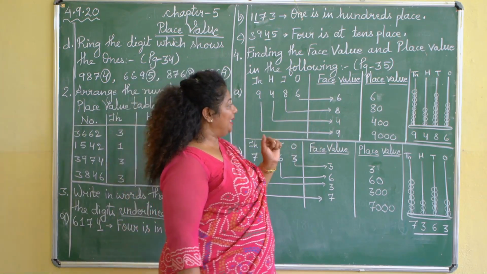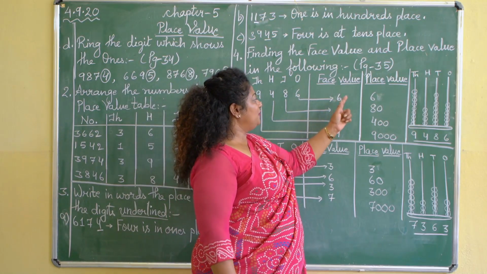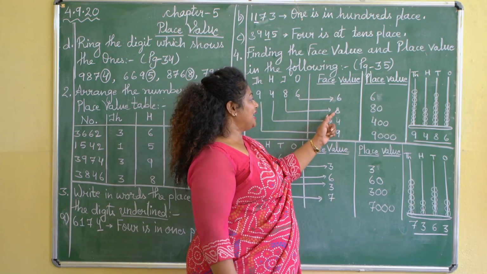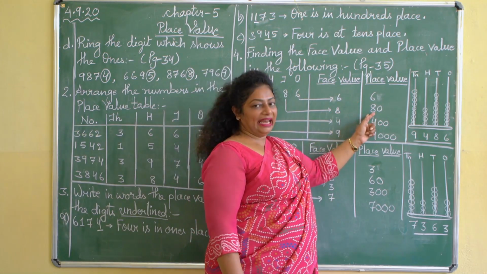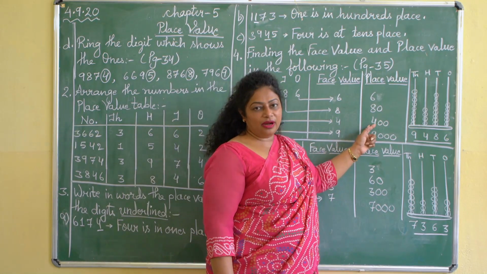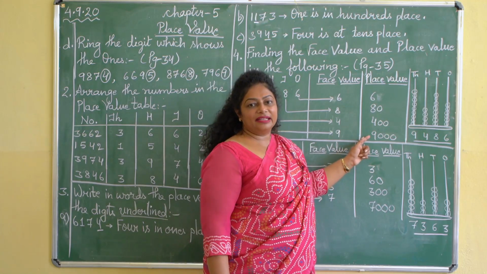Now let's see the place value. Place value, because 6 is at ones place, we will write 6. 8 is at tens place, we will write 80. 4 is at hundreds place, we will write 400. 9 is at thousands place, so we will write 9000.